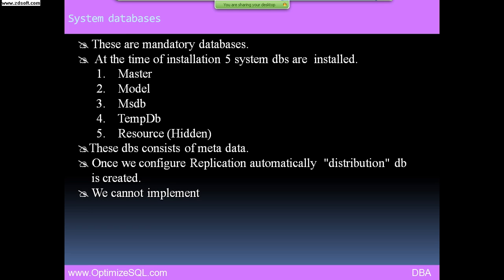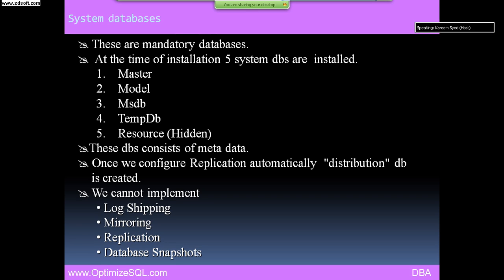Observe, on these system databases we can't implement log shipping, replication, mirroring, database snapshots. All these features are only for user-defined databases, not for system databases. That's why we can't configure log shipping or these features on system databases. But the information about these features is recorded in system databases: log shipping information, replication information, mirroring information, all these details are maintained in system databases.